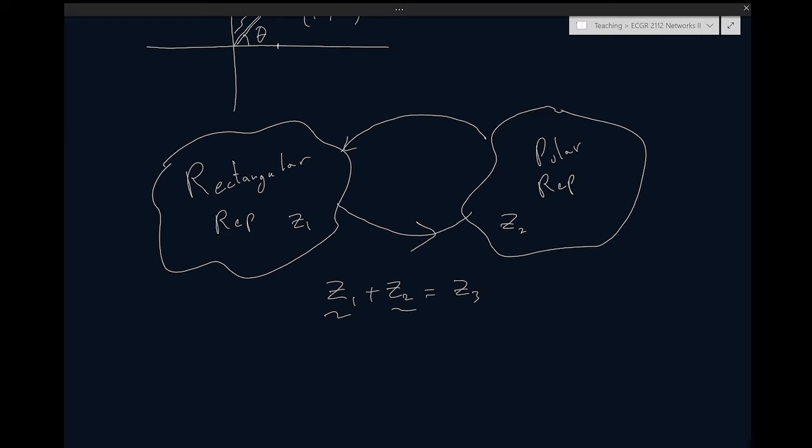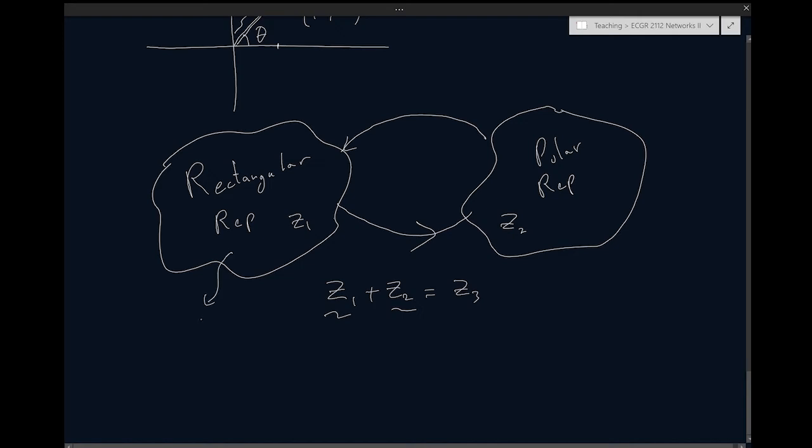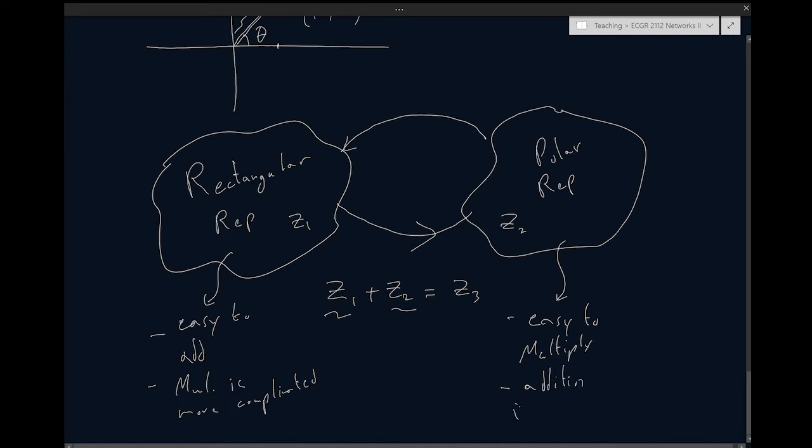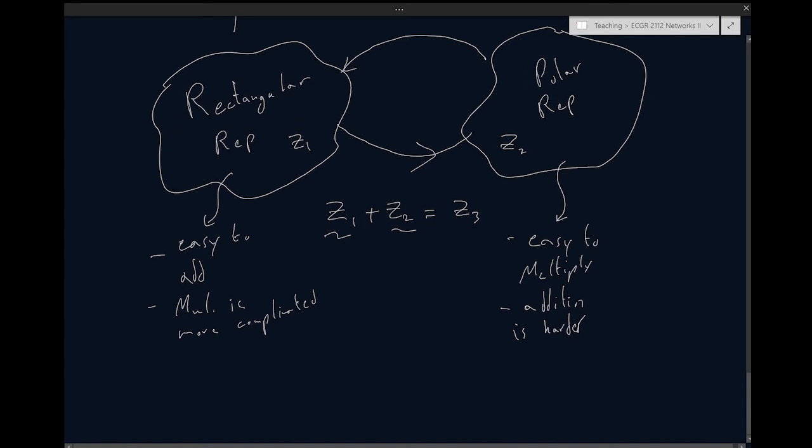There's a subtlety there, and I will talk about it next: in rectangular form it's easy to add, but multiplication is more complicated. We have to think of a bunch of terms. It turns out that in polar representation it's easy to multiply, but addition is harder, right? And we will talk about this just now.